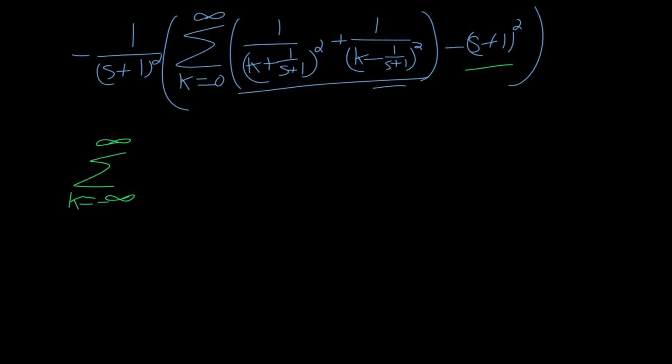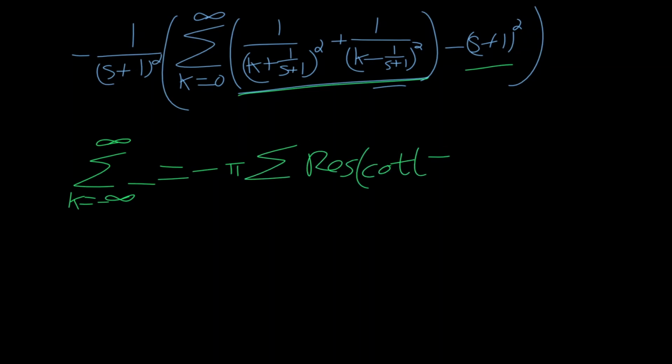So the sum of this right here, where that is the same argument as this right here, is equal to negative pi times the sum of the residues of cotangent of pi z times our function right here, which I'm just going to rewrite in terms of z. So we're going to have 1 over z plus a, for brevity, I am just going to call this a right here, just because it is a lot to write 1 over s plus 1. So we're just going to have this and then plus z minus a, all squared.